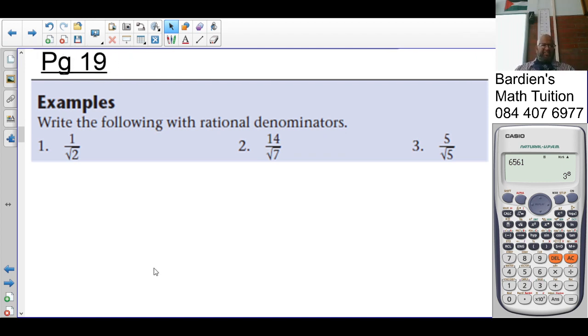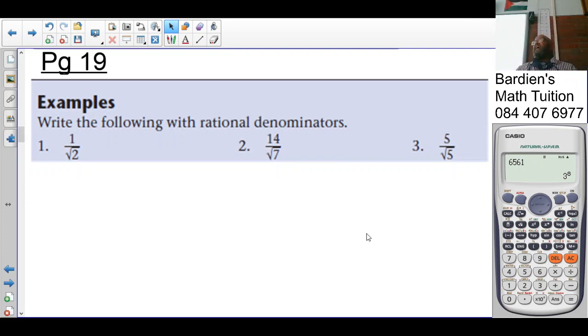The question says, write the following with rational denominators. So 1 over square root of 2. Is that denominator rational or irrational? Irrational. Why? Because it's a surd in the denominator.